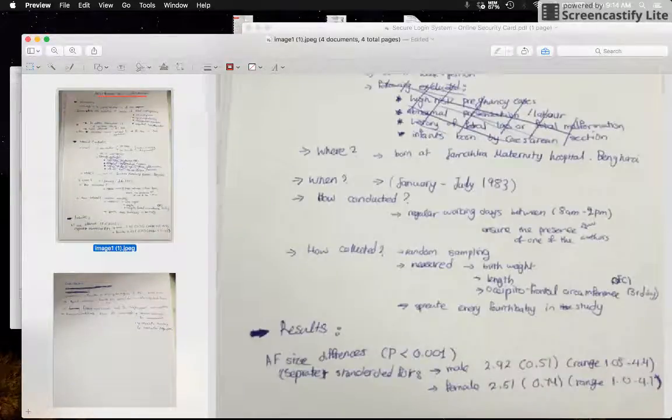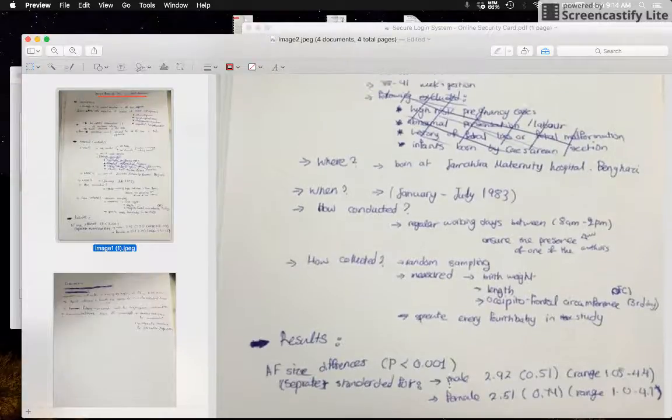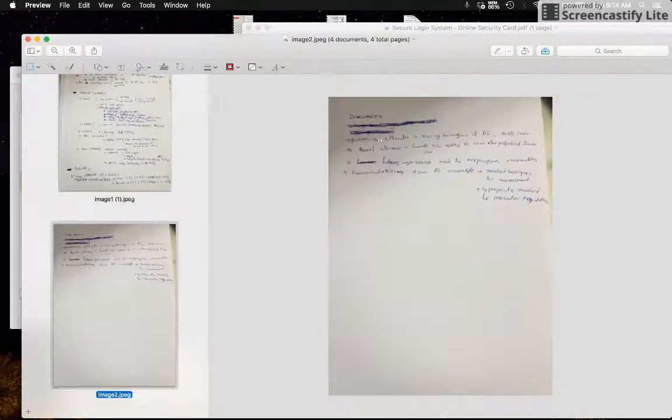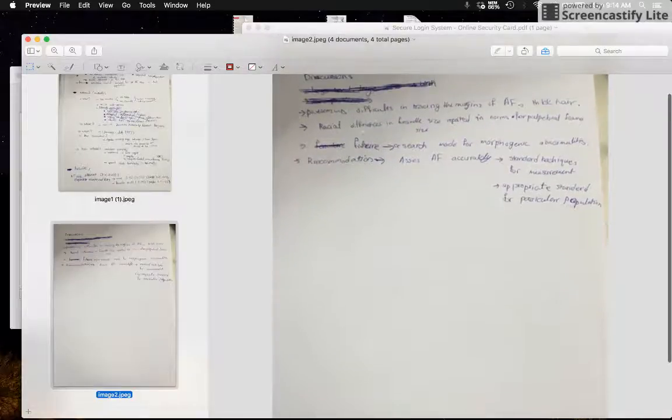And then the results, separate standards for males and female, excellent, okay? And the discussion, I'll just zoom in here. Okay, good. That's maybe a detail that you don't need to talk about, the thick hair. The racial differences, absolutely.